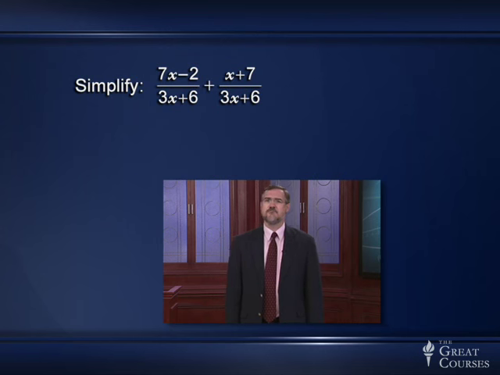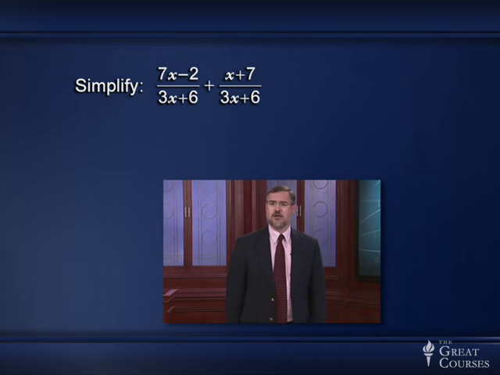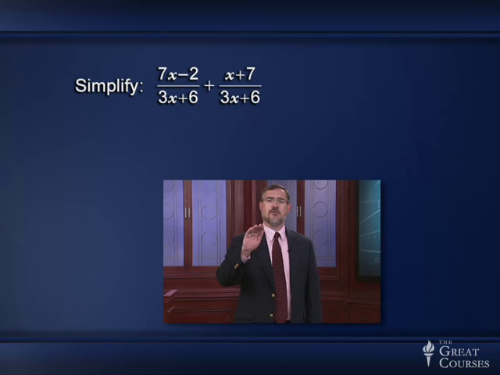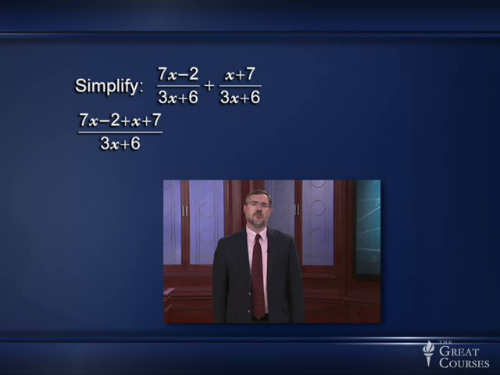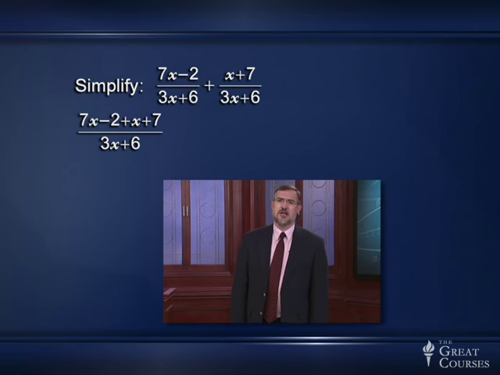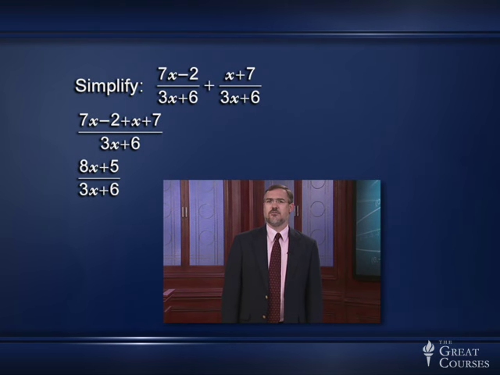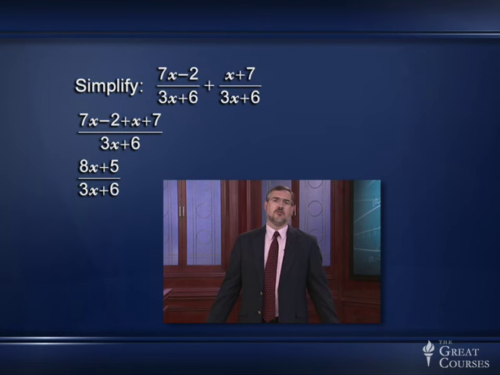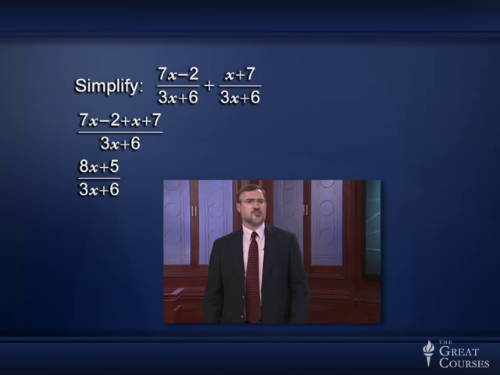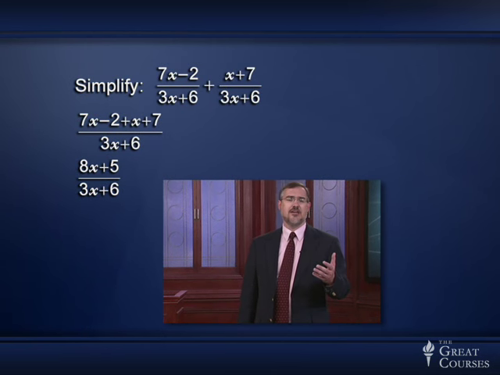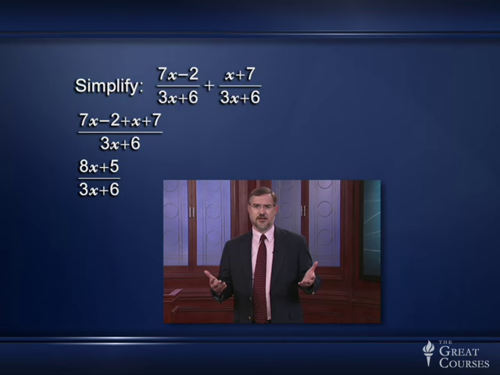It's 3x plus 6. And so all you do is add the numerators together and write that sum divided by 3x plus 6. So the original problem would become then 7x minus 2 plus x plus 7, all divided by 3x plus 6. And that simplifies to 8x plus 5 divided by 3x plus 6. Now, the question you really should ask is, what happens if the denominators aren't so nice? Well, the same thing that you have to do when you're just adding two fractions that involve numbers, you have to find a least common denominator.